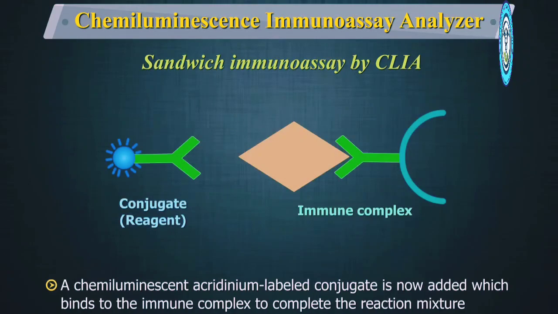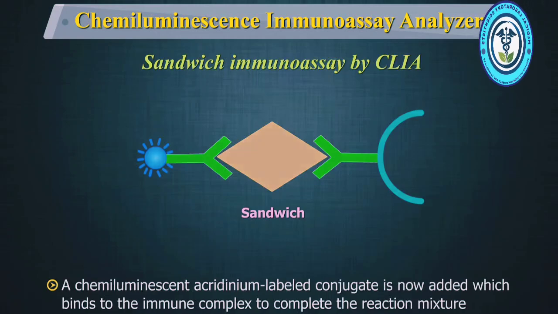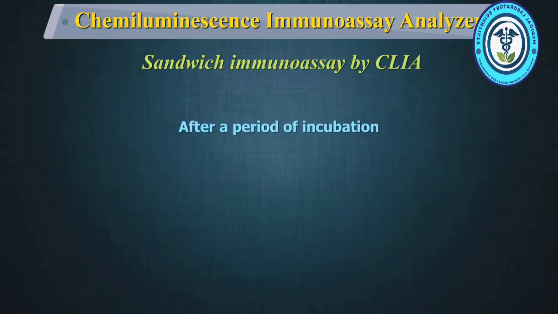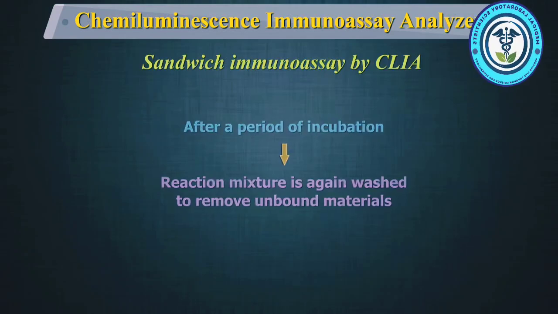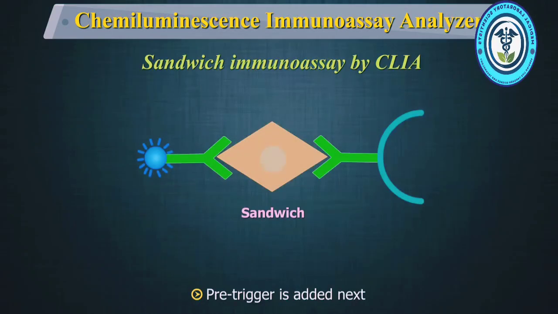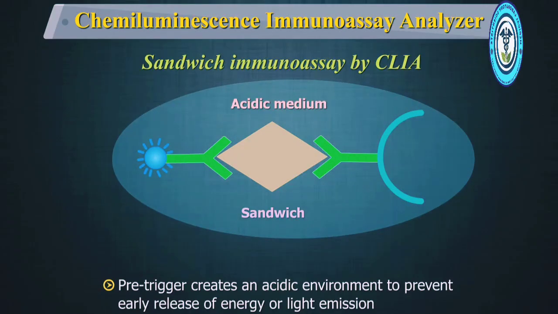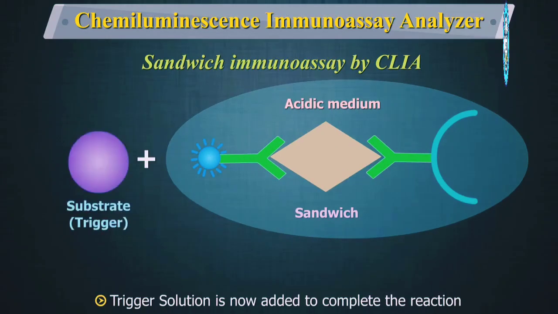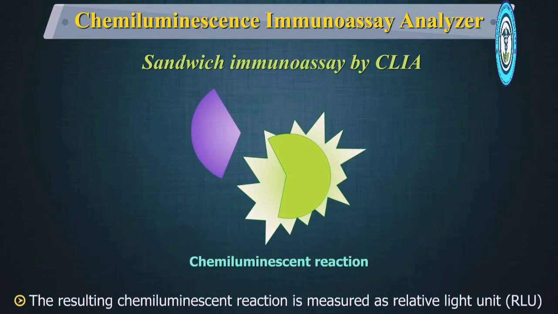A chemiluminescent acridinium labeled conjugate is now added, which binds to the immune complex to complete the reaction mixture. After a period of incubation, the reaction mixture is again washed to remove unbound materials. Pre-trigger is added next. The pre-trigger creates an acidic environment to prevent early release of energy or light emission. Trigger solution is now added to complete the reaction. The resulting chemiluminescent reaction is measured as relative light units.